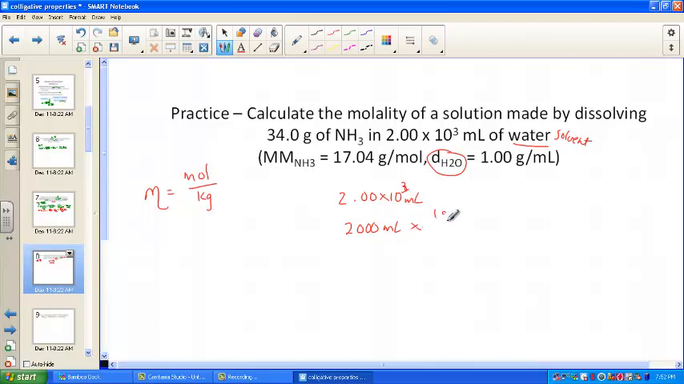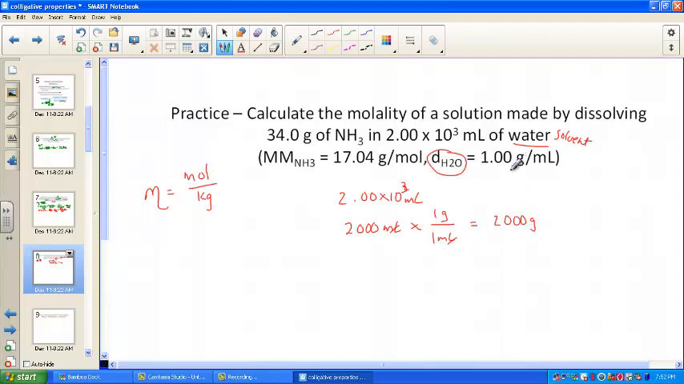Watch how I can use the density. 1 gram is the weight of 1 mil of water, and that's true close to 0 degrees Celsius. By using density, we can convert the volume unit into a mass unit. The mass is identical simply because the density was provided as 1.